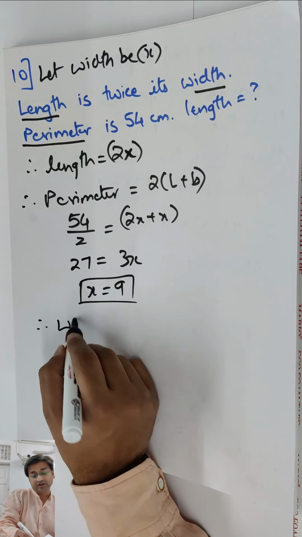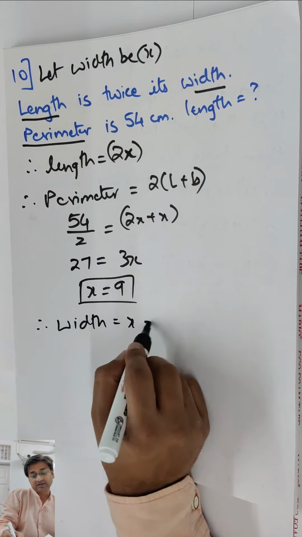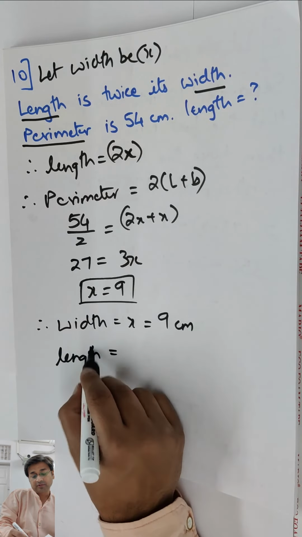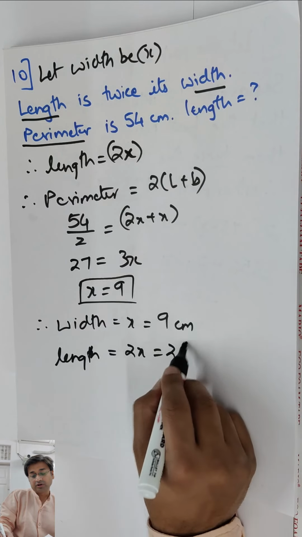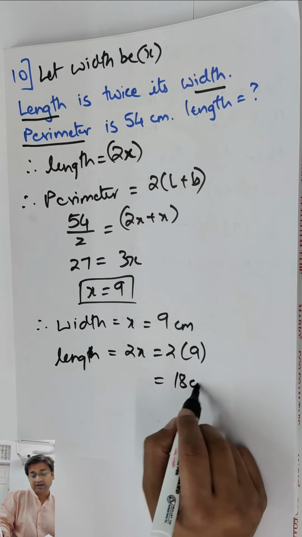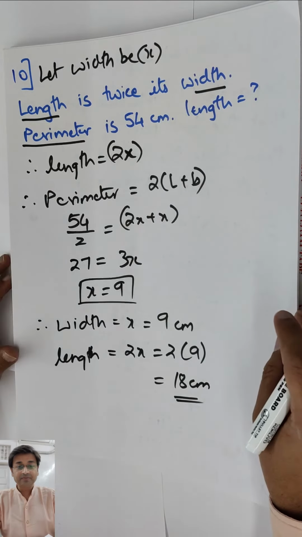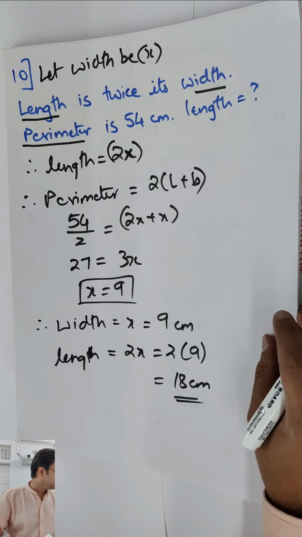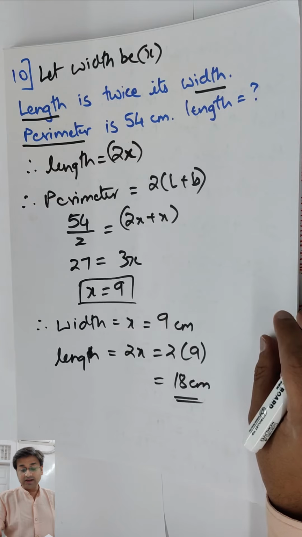So therefore the width is x, which will be 9 centimeters, and length is double that. So 2 into 9, which will be 18 centimeters. Easy? Are you all getting all these sums? Brilliant. So sum number 10, we got it as 18 centimeters.